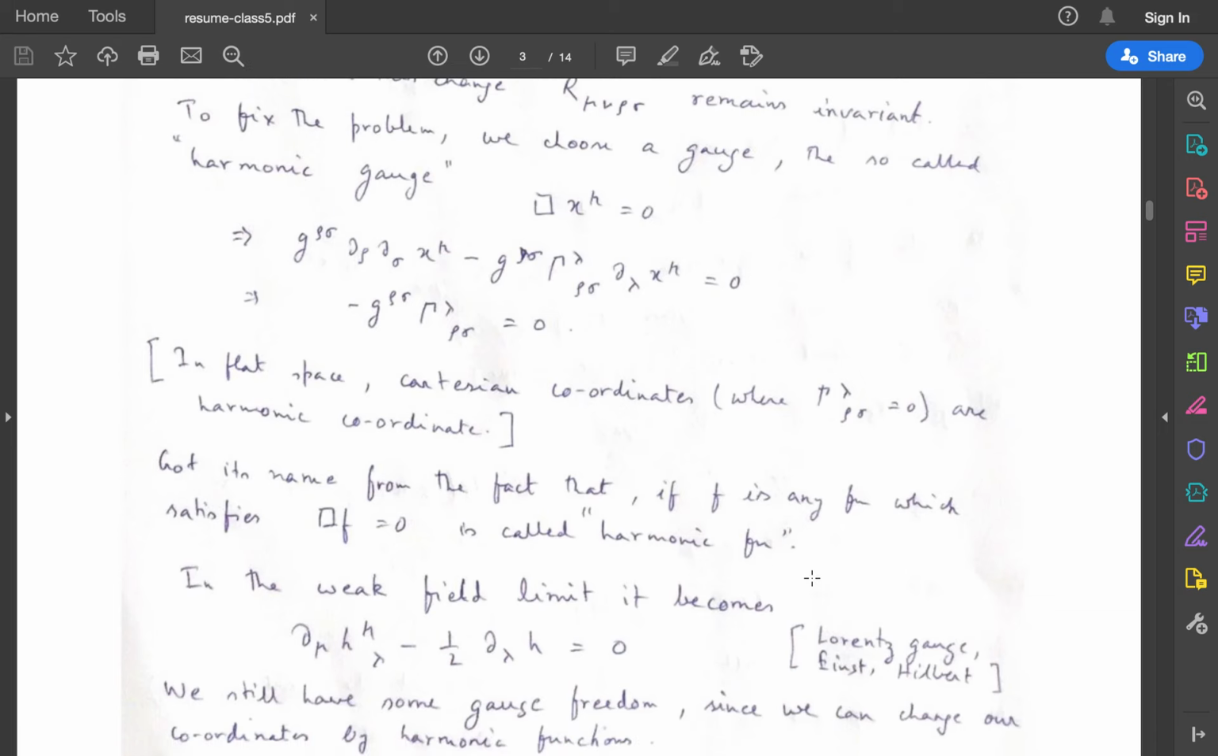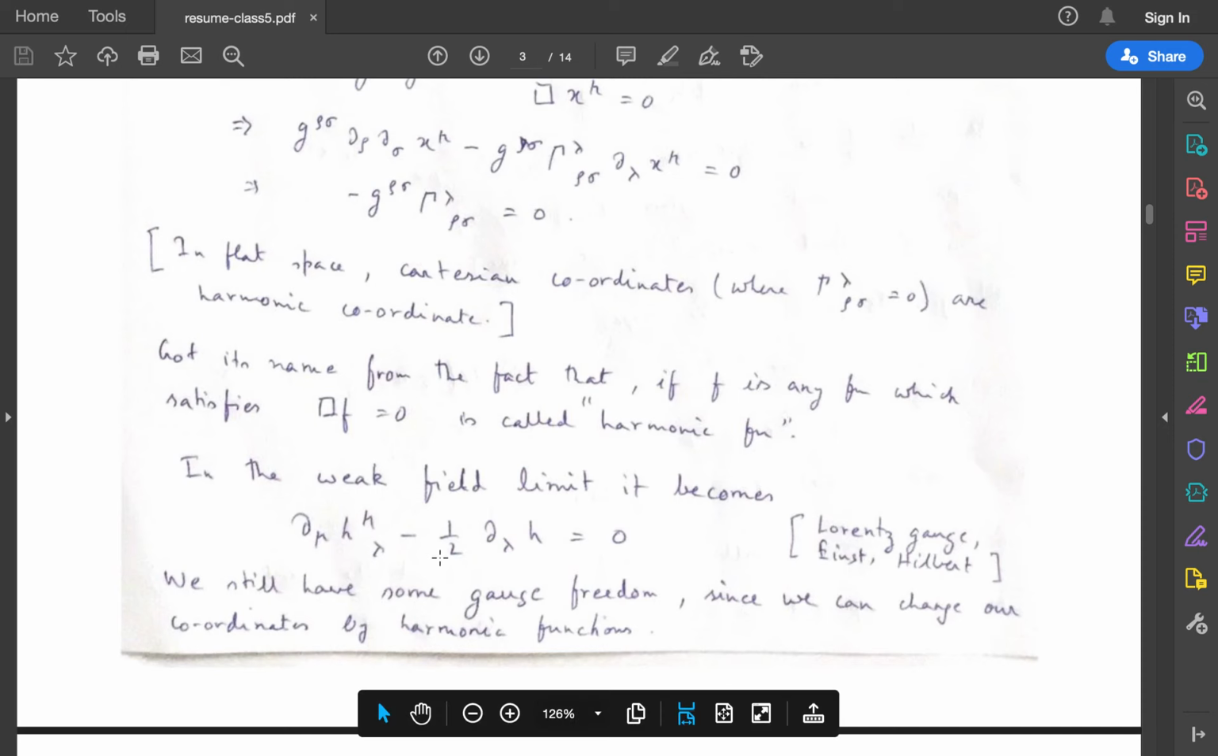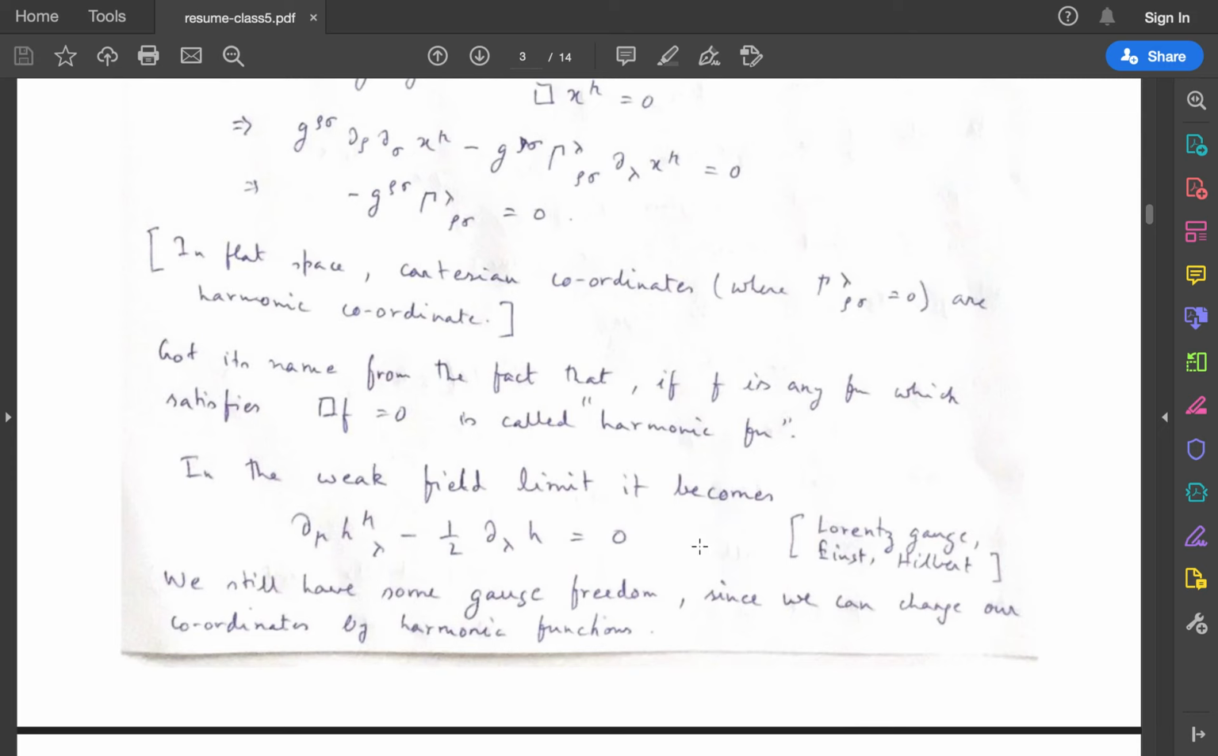In the weak field limit, this condition can be written in this form: ∂^μ h_μλ minus half of ∂_λ h equals 0. This is explicitly written in terms of the perturbations, and this gauge is known as the Lorentz gauge, or even Einstein gauge, Hilbert gauge. We don't know how many more names it has.